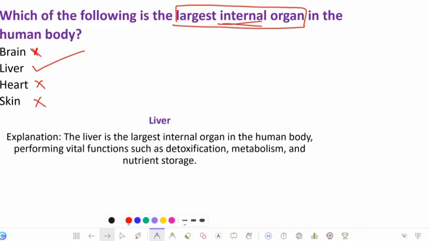And the liver performs vital functions like detoxification, which means removal of toxic effects, metabolism, breakdown of large molecules into smaller ones and formation of large molecules, and nutrient storage. All these are functions of the liver.